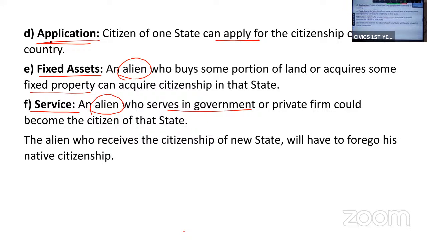Okay. So whenever an alien, a foreigner, receives the citizenship of a new state, he has to forego his native citizenship. So once I'm becoming the citizen of some other country, I have to give away the citizenship of my native country.